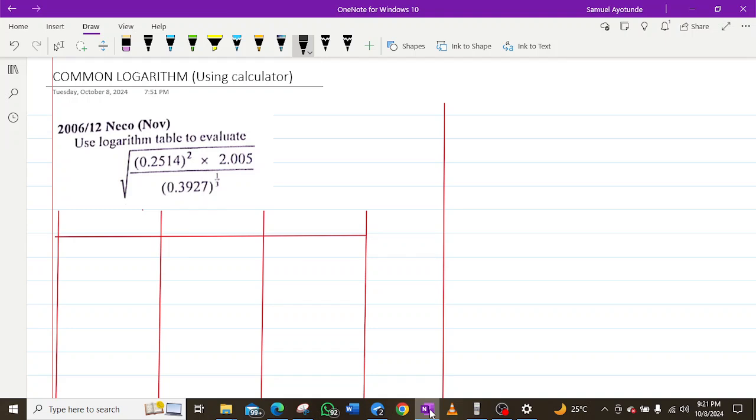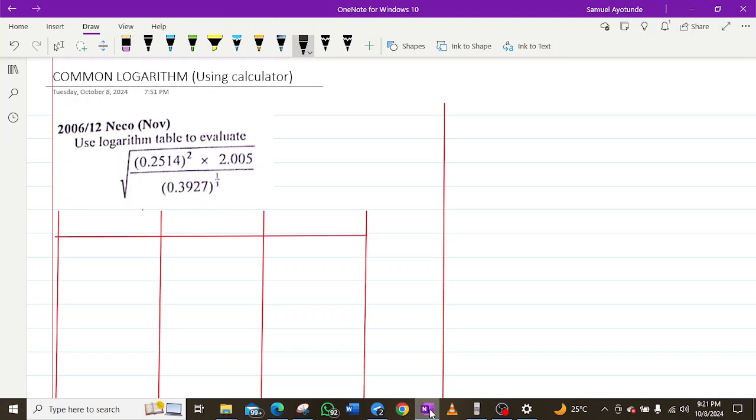I would like to continue our work on common logarithm, and we have taken it a bit further. This most likely might be our last class on this. Taking it a bit further on how we can use calculator to evaluate this number. We are using calculator to find the logarithm value instead of using our logarithm table.